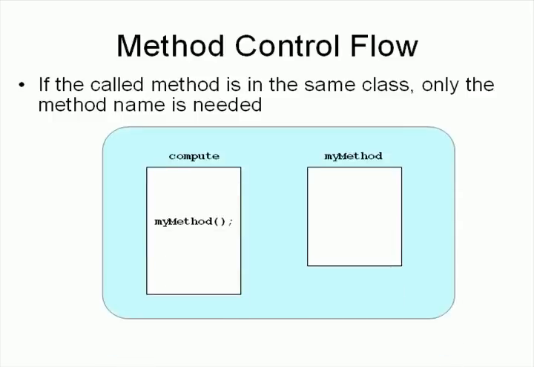First of all, we need to understand method control. Here we're calling myMethod from a class called Compute, but myMethod is part of the class, so we just call the method myMethod. It processes the data and returns the result for us.